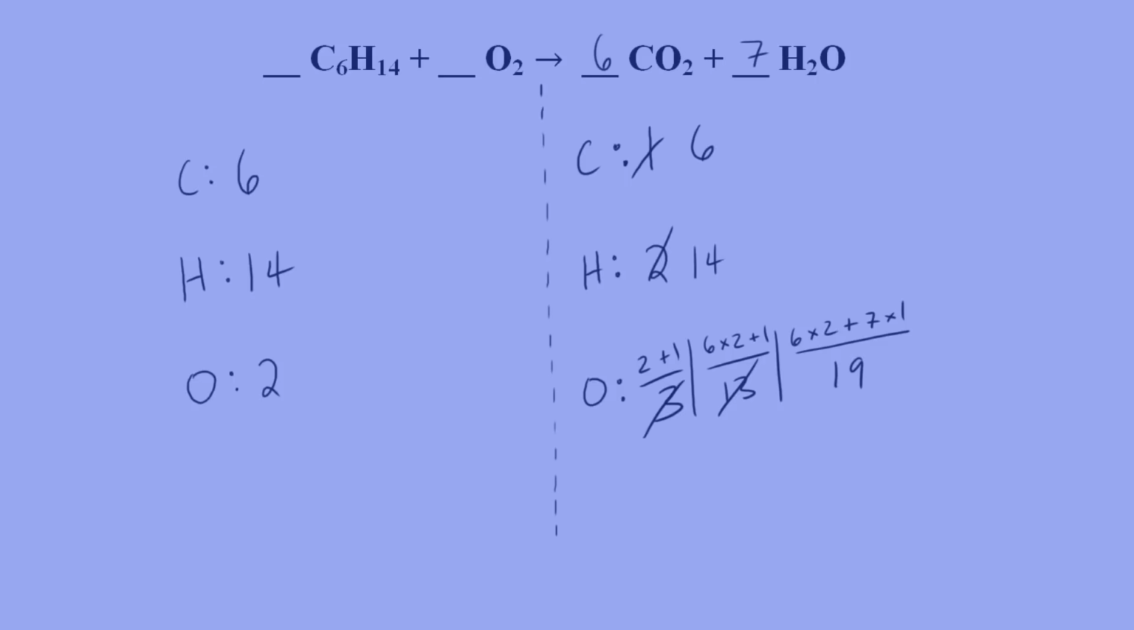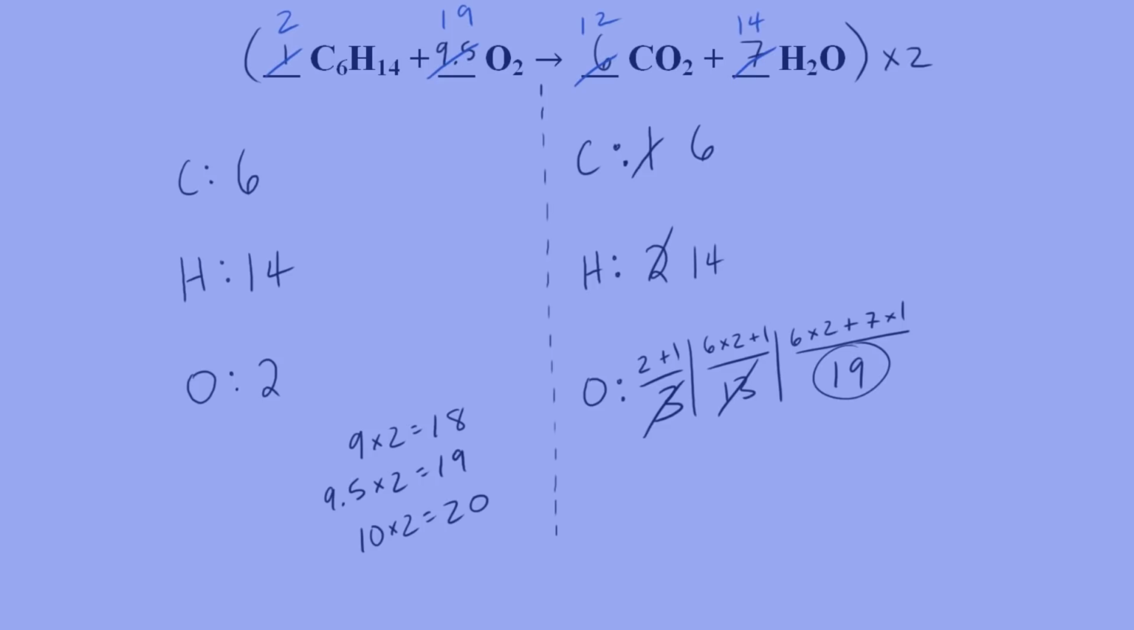All right, and so now we know the drill. We need to find some kind of decimal or fraction that's going to allow us to plug in. In this case, if we do 9, that will give us 18 oxygens. If we do 10, that will give us 20 oxygens. We need to have 19, so we need to put in 9.5 to give us 19 oxygens. Now filling in the 1 and multiplying every coefficient by 2 because we can't leave this decimal there, we're going to end up with 2, 19, 12, and 14.